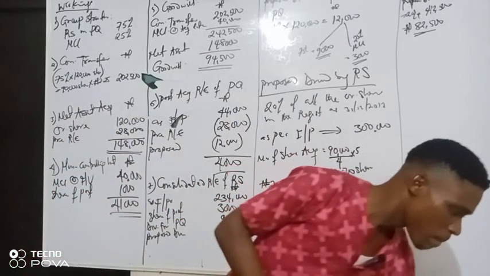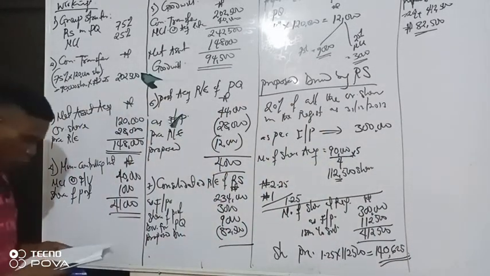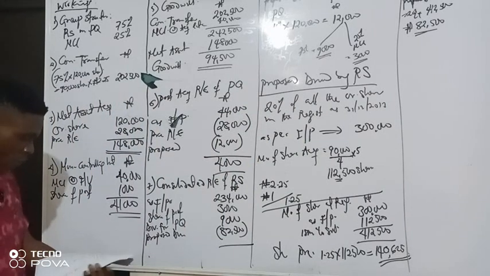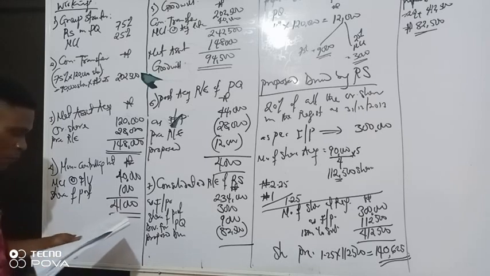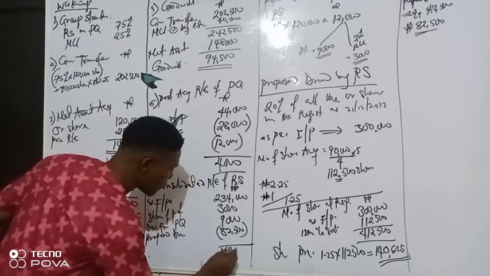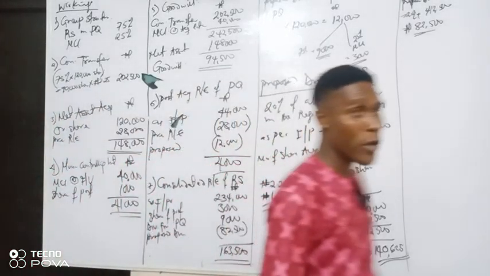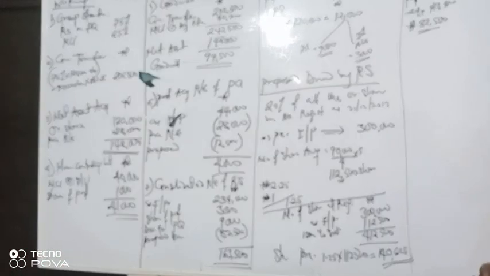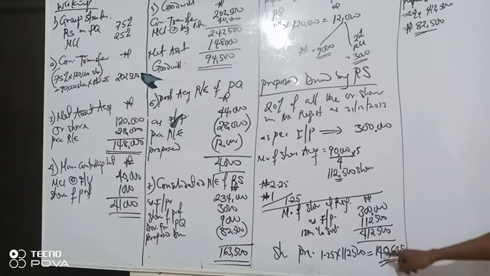Yes, you want me to explain? 163,500. Don't forget, by the time you get to your group account, your ordinary share for the parent is now 412,000. That's the ordinary nominal value. Your premium is 140,625. That's your share premium. So let's finalize it now.